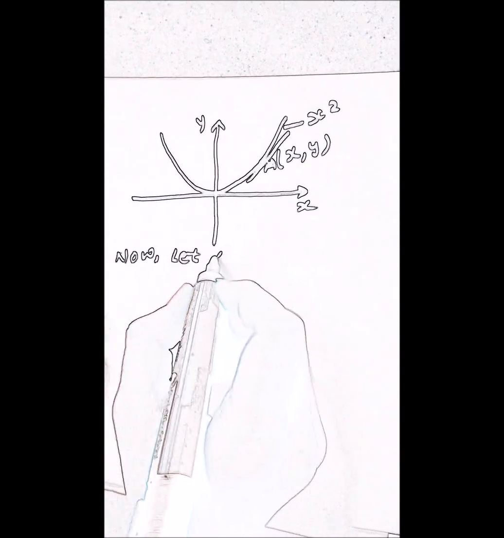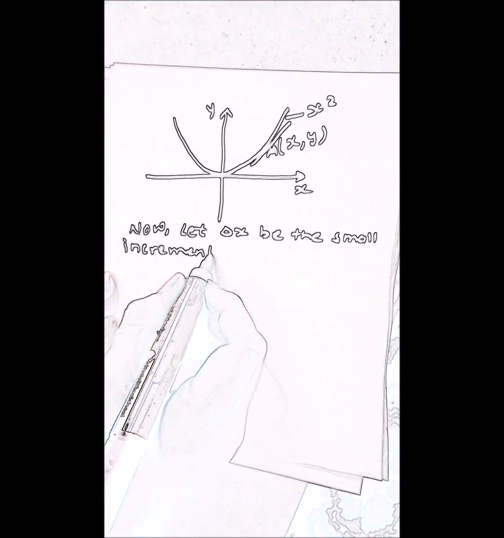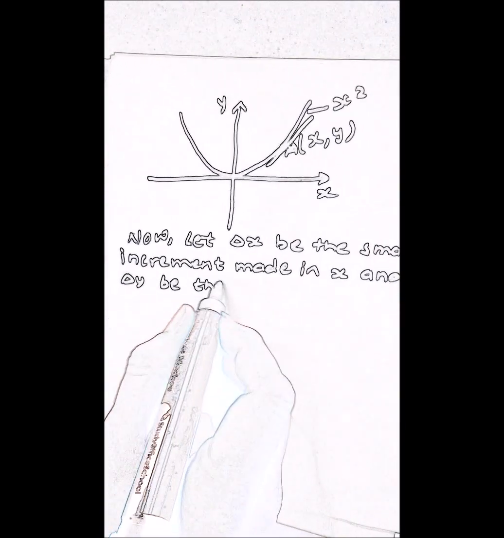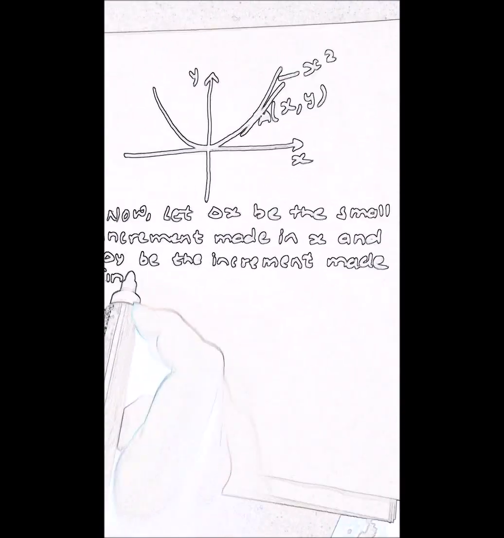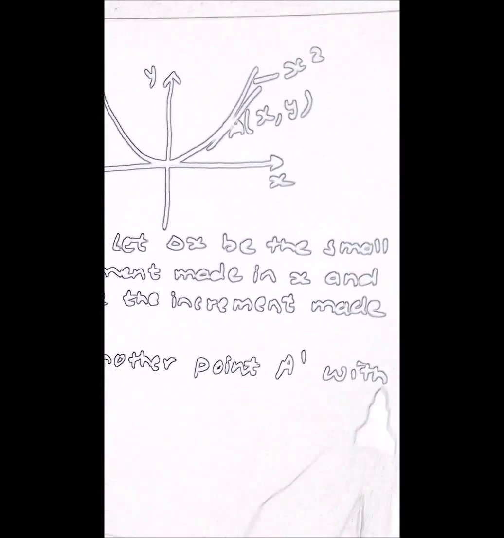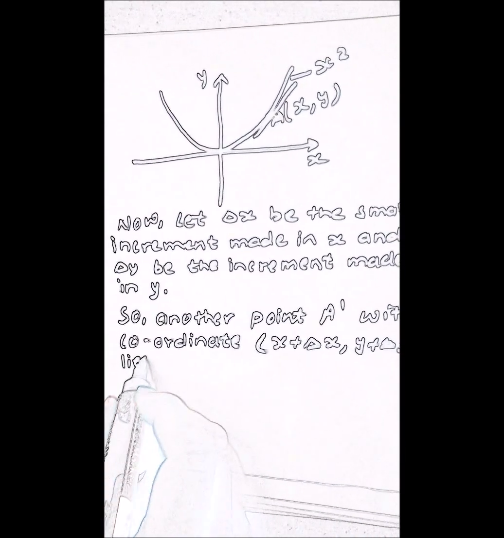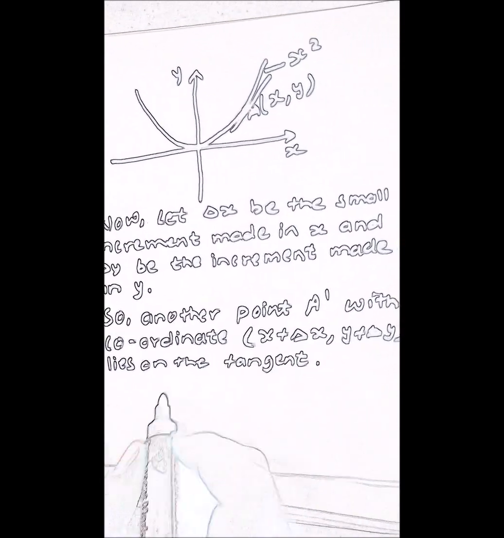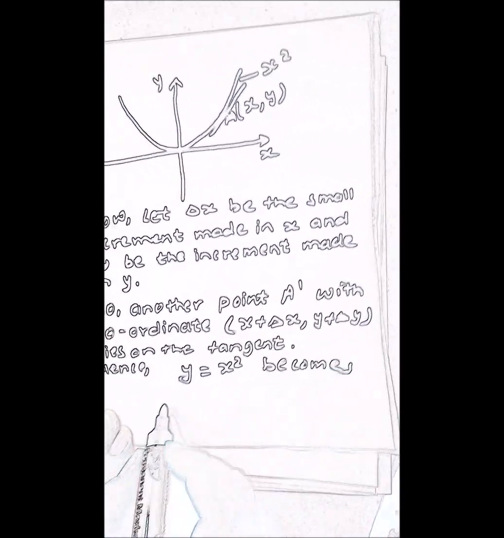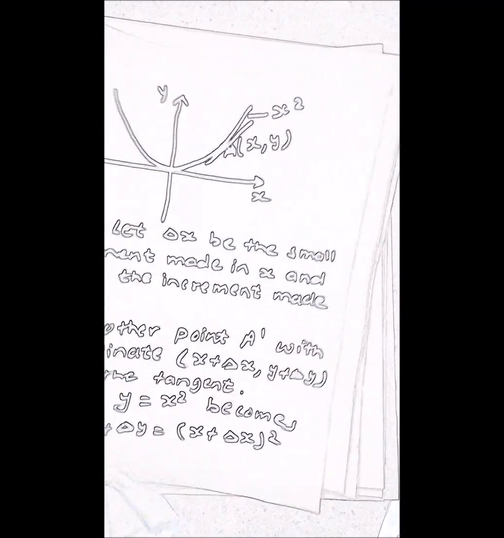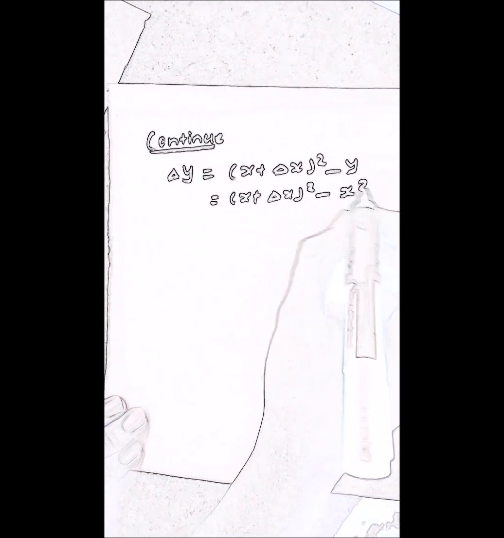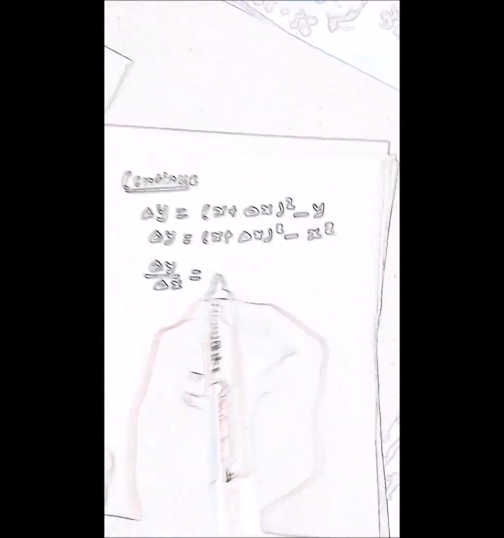Let delta x be a small increment made in x, and as a result delta y a small increment made in y. So another point that lies on the tangent is A1, with coordinates x plus delta x and y plus delta y. So now our equation y equals x squared becomes y plus delta y equals x plus delta x, all squared. Now let's make delta y the subject, substitute y equals x squared into our function, and divide both sides by delta x.